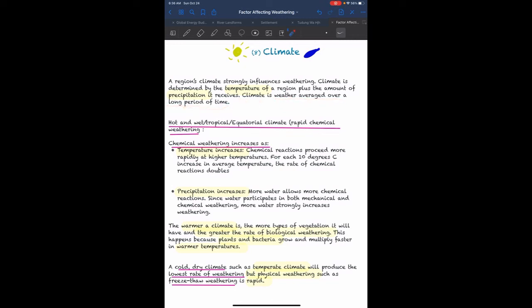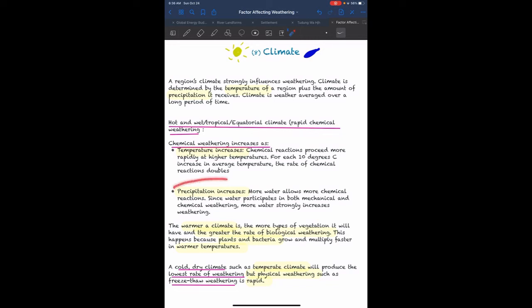There are two types of climate. For example, the hot and wet equatorial or tropical climate, where chemical weathering is rapid. Chemical weathering increases with increase in temperature. For example, the chemical reaction rate doubles for every 10 degrees Celsius increase in temperature.